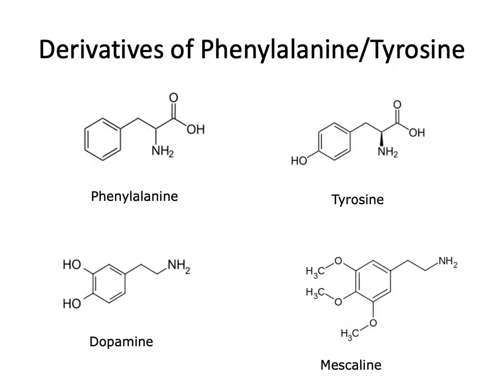Now, phenylalanine can be converted into not just tyrosine, but dopa and dopamine, which are neurotransmitters. There are naturally occurring substances that mimic those neurotransmitters, one shown down in the right-hand corner. Mescaline is an agonist of dopamine receptors and can cause some interesting side effects.